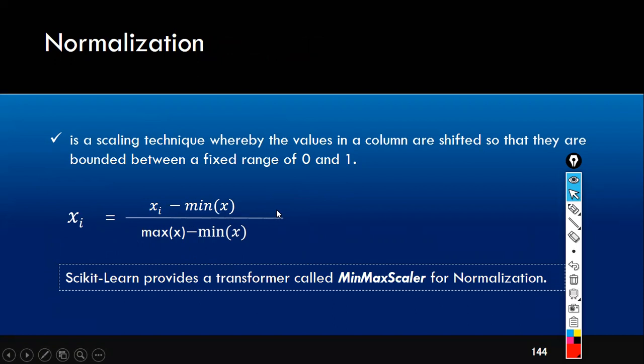So for each and every value you need to do this in order to transform and convert them between the range of 0 and 1, so that all the independent variables in your model get converted into a common scale called normalization. In the sklearn package, there is a transformer called MinMaxScaler that is available to do the normalization.